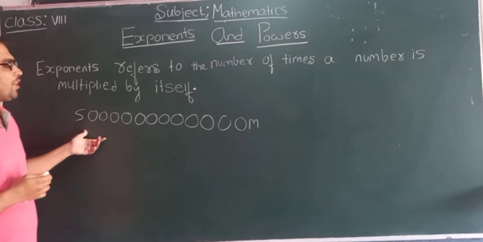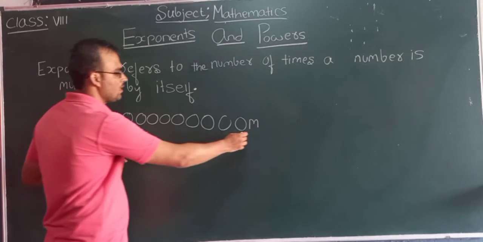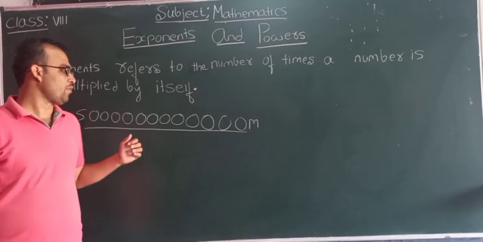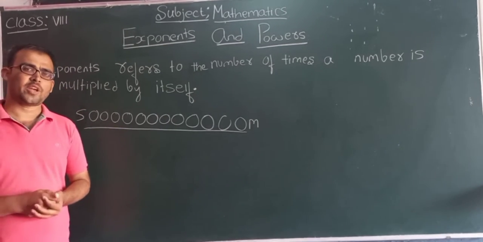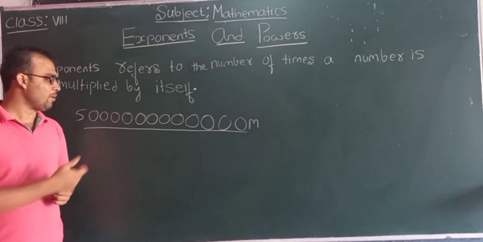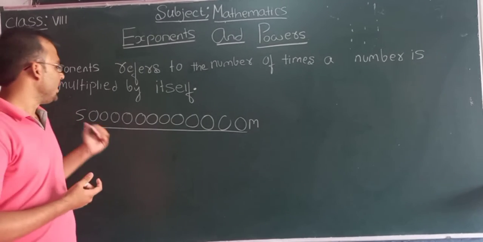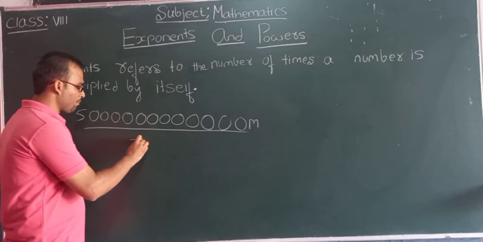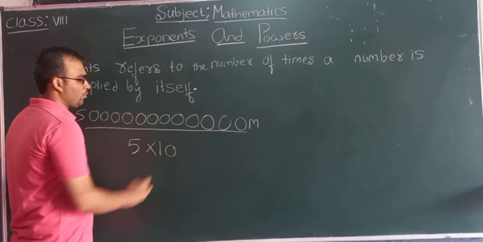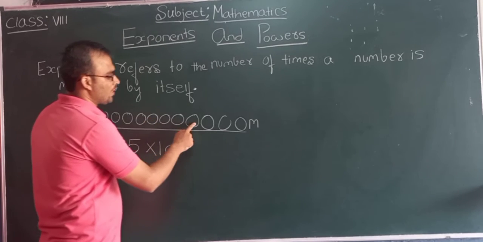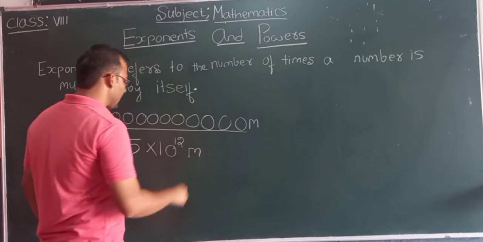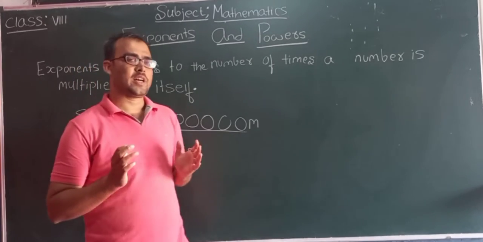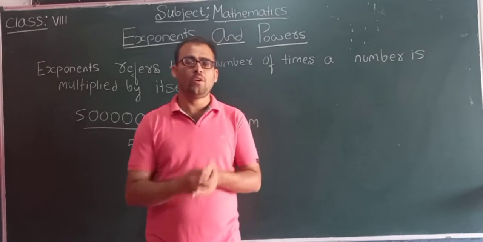Suppose this is a larger value, in meters. If I ask you what is the exact value of this, can you easily say? No. With the help of exponents, for example, 5 into 10 to the power, how many zeros are there? 12 zeros are there. So this is nothing but 5 into 10 to the power 12 meters. Here exponents are generally used to define a larger value in terms of a smaller value.